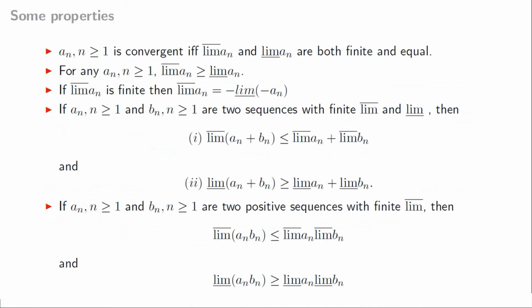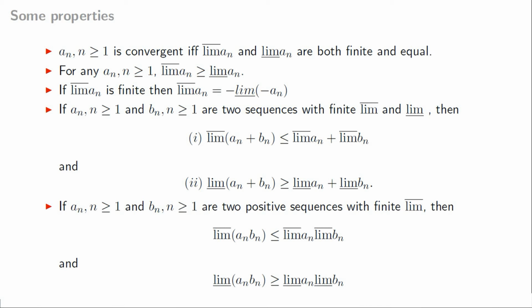So let us discuss some properties. A sequence a_n is convergent if and only if the limit superior and limit inferior are both finite and equal. For any sequence a_n, the limit superior is always greater than or equal to the limit inferior. If the limit superior is finite, then the limit superior of a_n is nothing but minus the limit inferior of minus a_n.